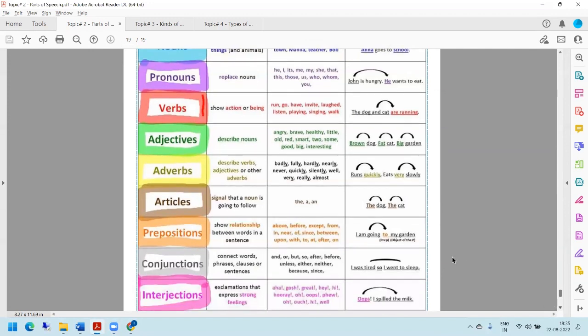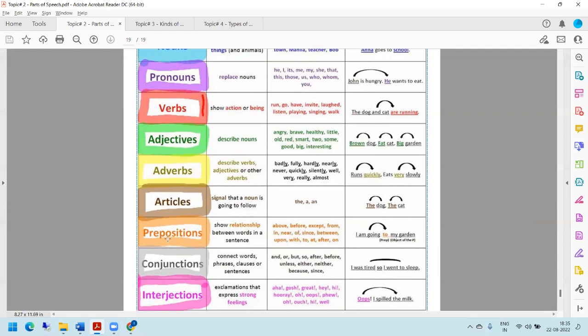Now articles, which we discussed today. They signal that a noun is going to follow. We have two types of article: one is the definite article and the other is the indefinite. THE is the definite article. A and AN are the indefinite articles. Like the dog, the cat. Here we are talking about a particular dog, not the general.